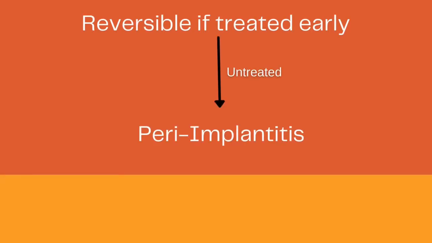Peri-implant mucositis is reversible if it is detected early and treated. If it is left untreated, it would progress to peri-implantitis.